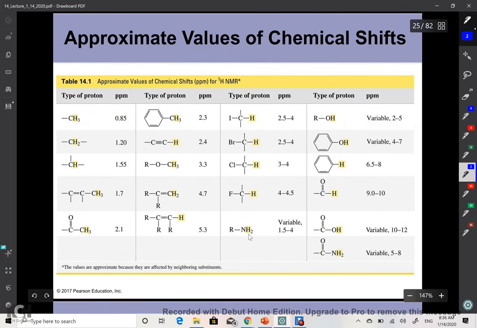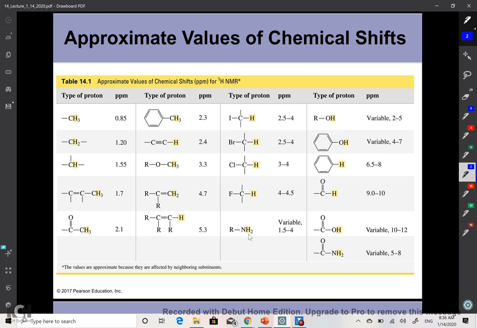So this gives you a general idea of where protons appear. In a typical NMR, for what we should do in this class, signals will be found between zero chemical shift and a maximum of 12 to 13. We'll hardly go beyond 13. In short, most of the signals are found between 0 and 8.